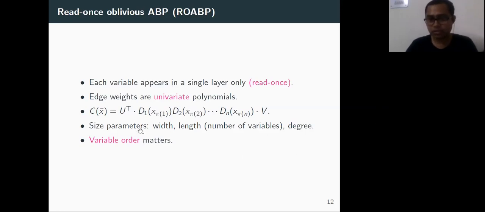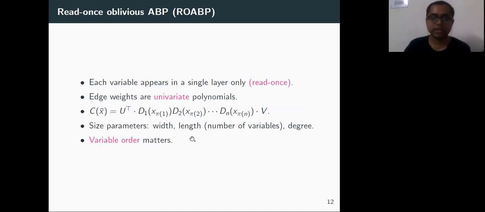And another parameter, so edge weights have degree D univariates. So degree is also another parameter. So in our paper, actually we will restrict both width and length. So width will be constant and length will be log-variate, logarithmic, but degree will be free. So one parameter is still free, and so it still is non-trivial.